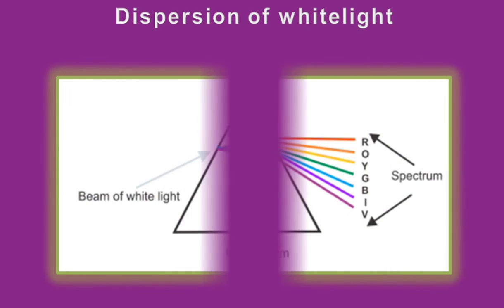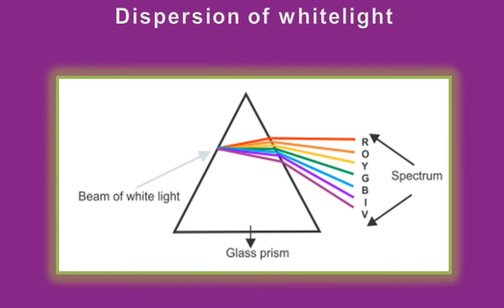Dispersion of white light. If you keep a glass prism in sunlight, you will observe a band of 7 colors on a screen kept beside it. Do you know what this effect is called, and who found it?